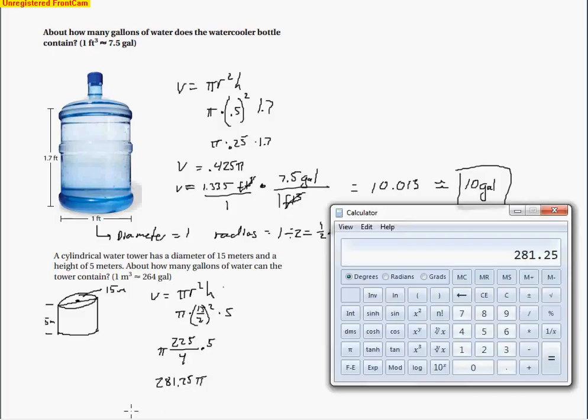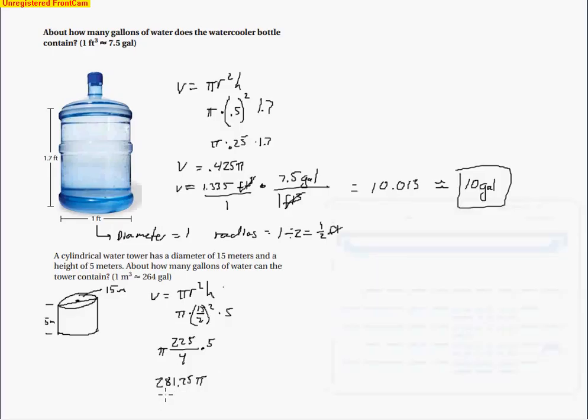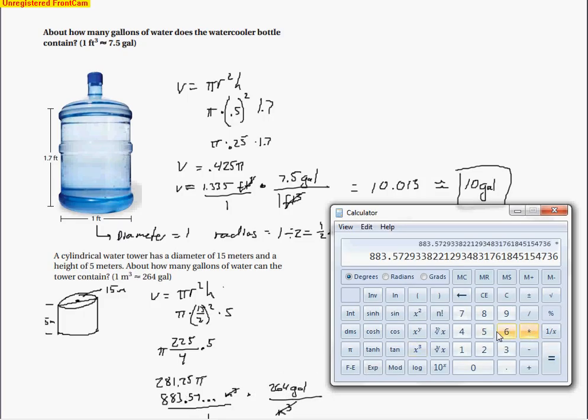Let's find out what the approximate is. Times pi gives me 883.57, and so on. So I'm going to draw some dots there to show that it goes on forever. And these are cubic meters. So I want to cancel out the cubic meters. So I'm going to write 264 gallons per cubic meter. Now I put the cubic meters in the bottom because I want those to cancel out. So I take that entire number there and multiply it by 264. That gives me this answer here.